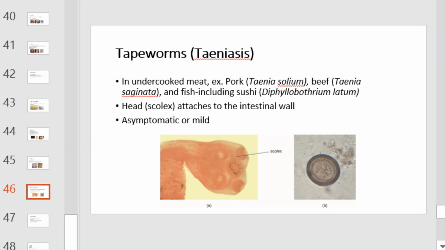Tapeworms. Tapeworms are ingested by eating undercooked meat. There are beef, pork, and even fish tapeworms. The tapeworm has a head or scolex which attaches to the intestinal wall. Once attached, the worm will simply take what it needs from its host as food passes by it. It will release its eggs into the fecal matter to complete its life cycle. Individuals with tapeworms are often asymptomatic or might experience mild symptoms. Weight loss can occur and intestinal blockages.